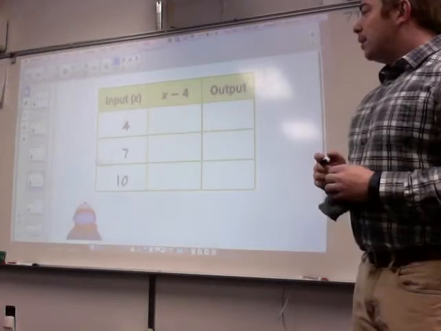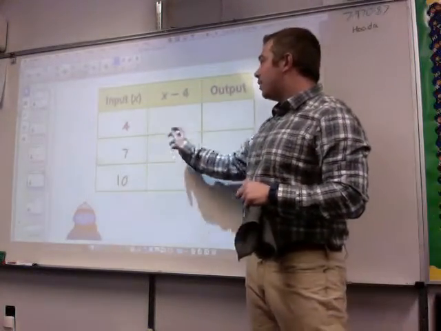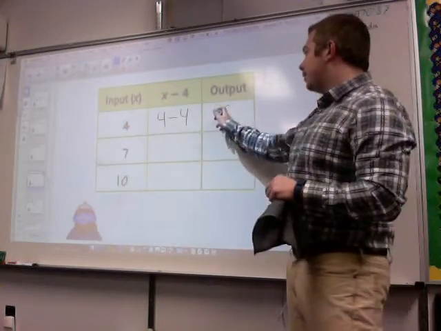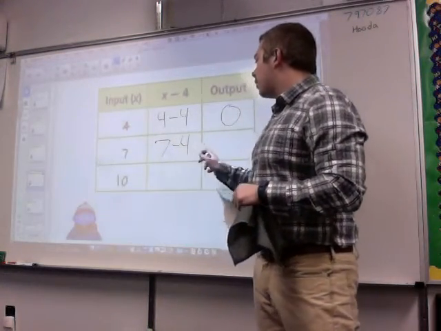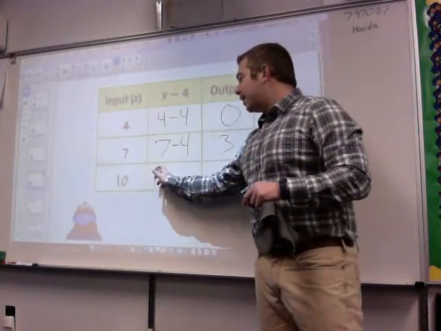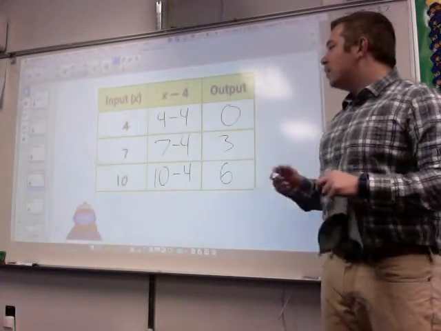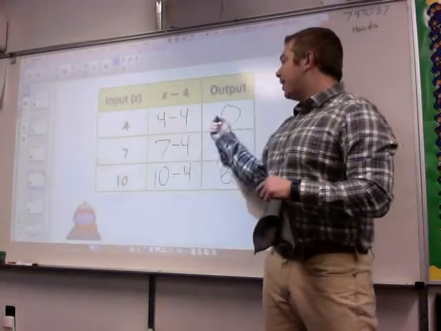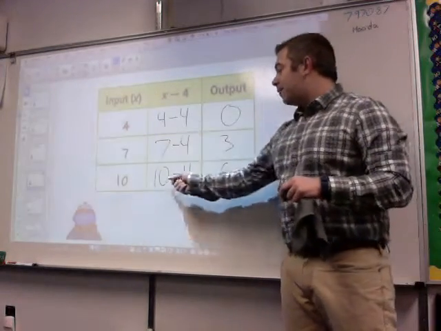All right, here's our next one. Input of x is 4 for the first one, so I have x minus 4, so it's really 4 minus 4. And what is our output? We get 0. Okay, our next one is 7 minus 4, which equals 3, and our last x is 10. So I plug in my x, I get 10 minus 4 equals 6. So when I have x minus 4 and I plug in 4 for my x, I get 0. When I plug in 7 for my x, I get 3. When I plug in 10 for my x, I get 6.